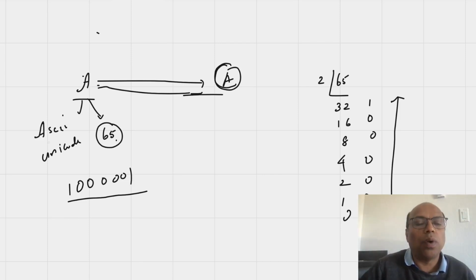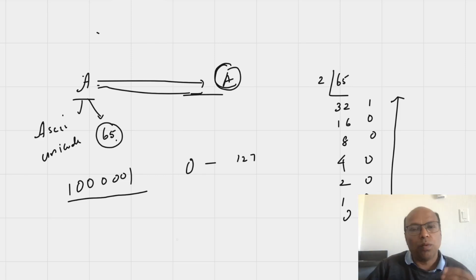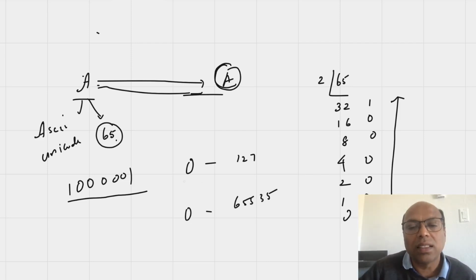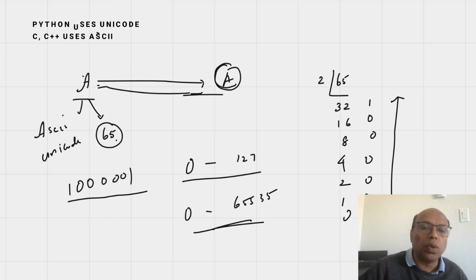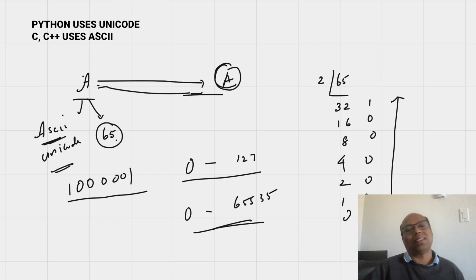Whether it's an ASCII value or Unicode, it remains the same. But then what is the difference between ASCII and Unicode? The ASCII value ranges from 0 to 127. Unicode ranges from 0 to 65535. What is the difference here? In ASCII, we have only the English alphabets, the digits and the special characters. Whereas in Unicode, we can write all the universal characters. That means every language has its own characters, which can be displayed in Unicode. Python uses Unicode. C++ uses ASCII. C uses ASCII.